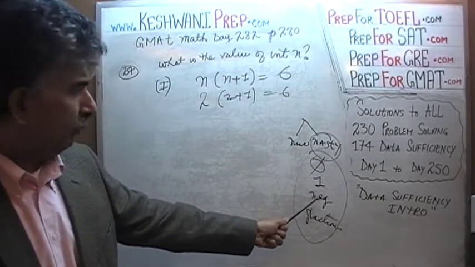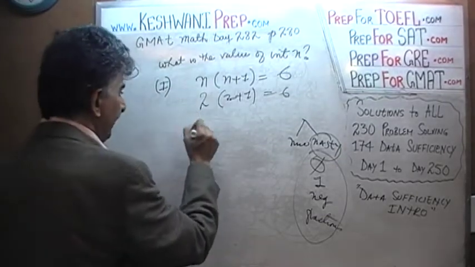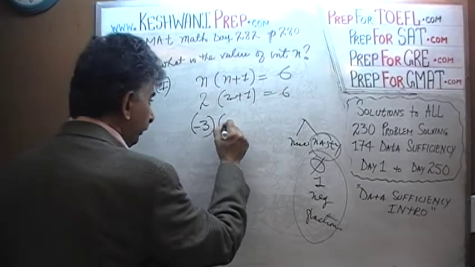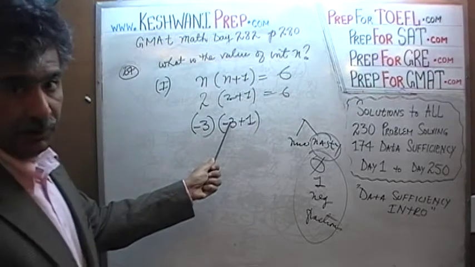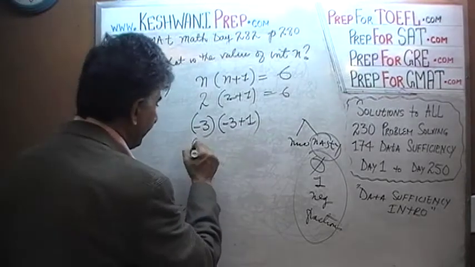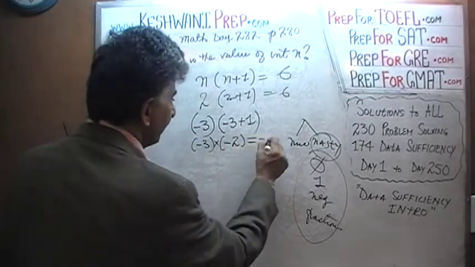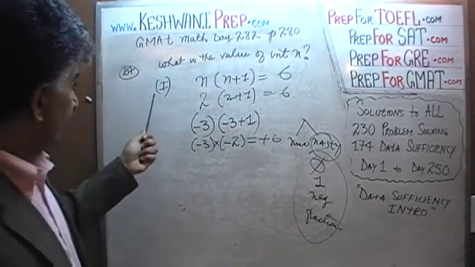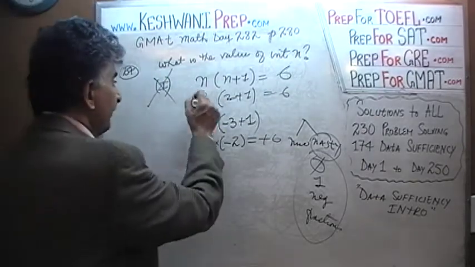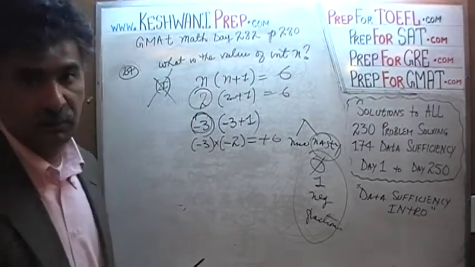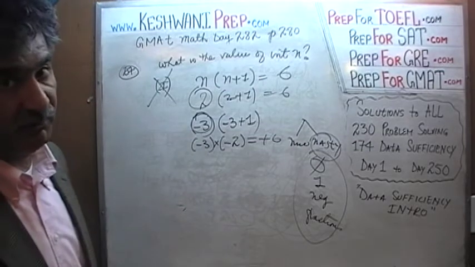How about a negative? What happens if n happens to be a negative number? If n happens to be negative 3, then negative 3 times negative 3 plus 1 gives us negative 3 times negative 2, and that is positive 6. So this statement by itself is not enough. All we get out of this statement is that n is either 2 or negative 3. This does not tell us what n is. The first statement by itself is not enough.